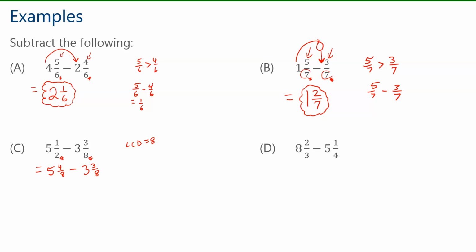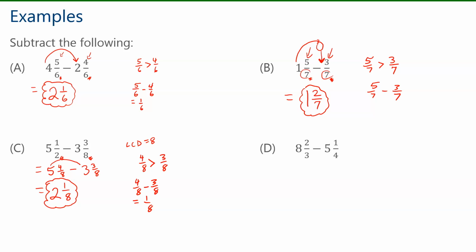Next step, look at those two proper fractions, 4/8, 3/8. We noticed, yep, the first one is greater than the second one. 4/8 is definitely bigger than 3/8. So we can subtract right away. 5 subtract 3 is 2. Then subtract the fraction parts. 4/8, take away 3/8. That's 1/8. So my final answer, and it is in simplest form, 2 1/8.